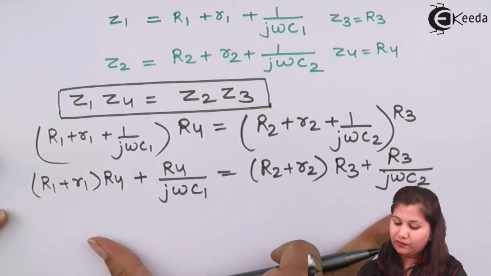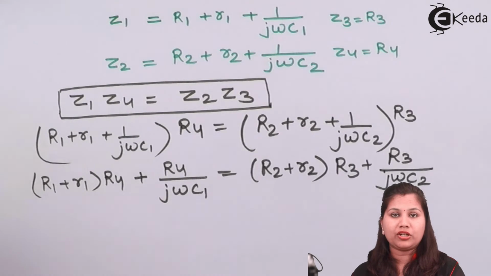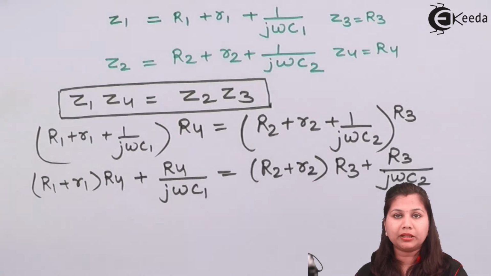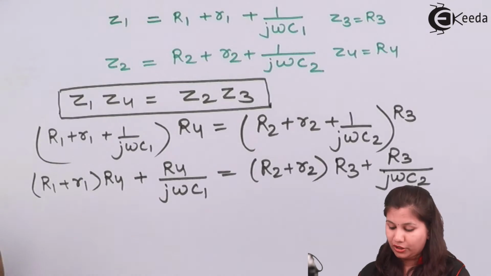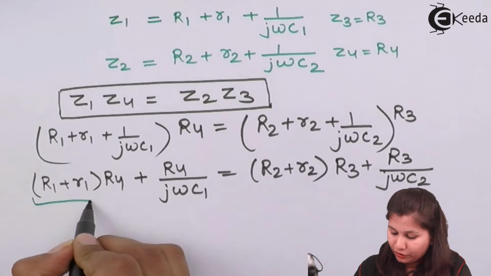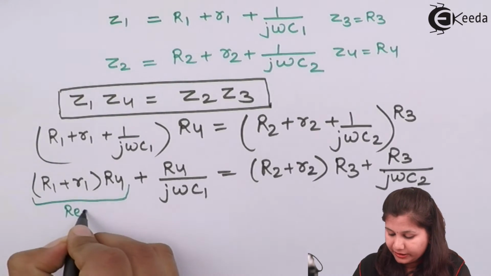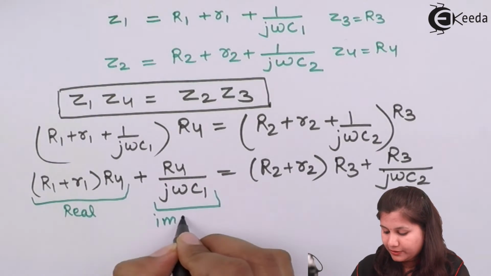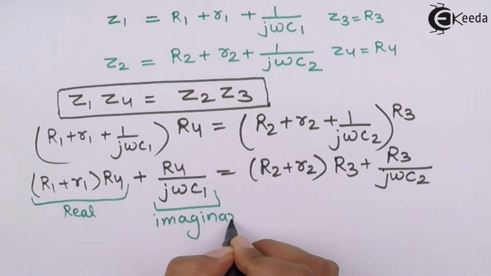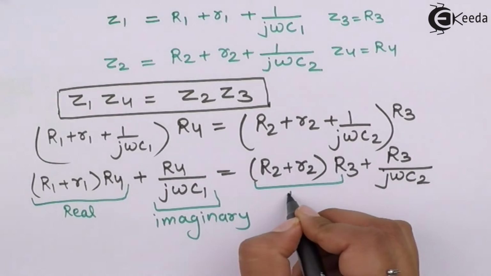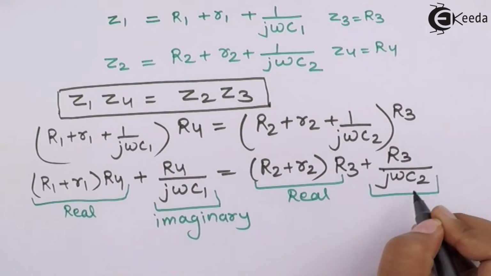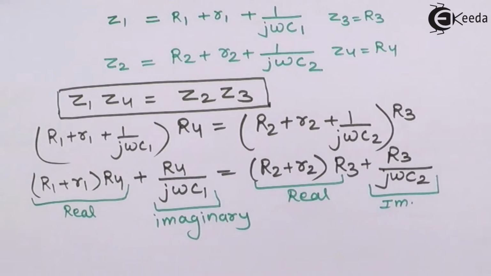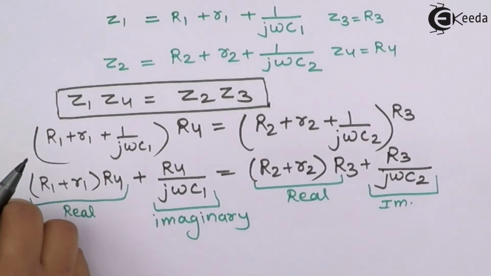Now in this equation we are having some terms which have imaginary parts and some terms which have real parts. In this term we are having no j omega term, so this is a real part of the equation. This is having j omega, so it is the imaginary part. Again, this is the real part and this is the imaginary part. So in this equation we are going to separate it into two equations, one for the real part and one for the imaginary part.